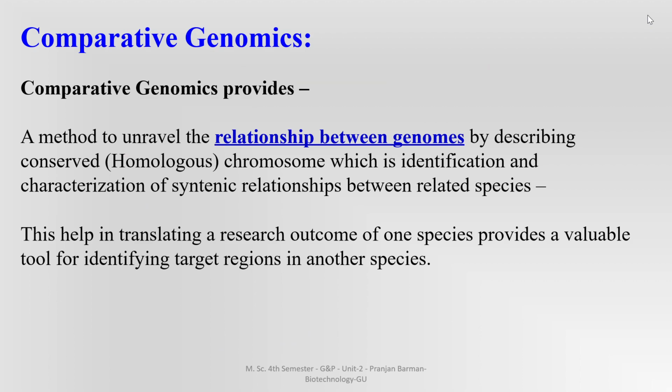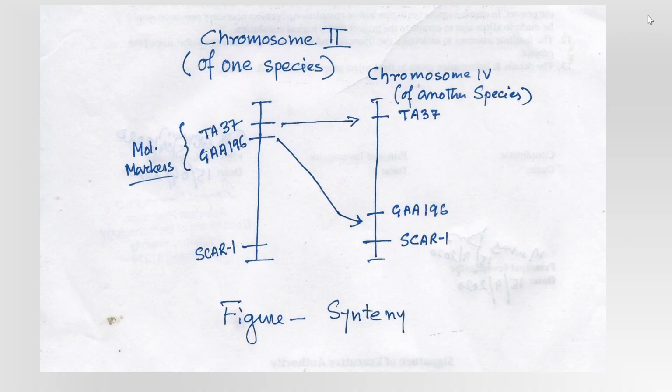Comparative genomics, as I have discussed already, is a method to unravel relationships between genomes by describing conserved chromosomes, which are identical, and characterization of syntenic relationship between related species. It helps in providing information about one species, an unknown species, in relation to another.